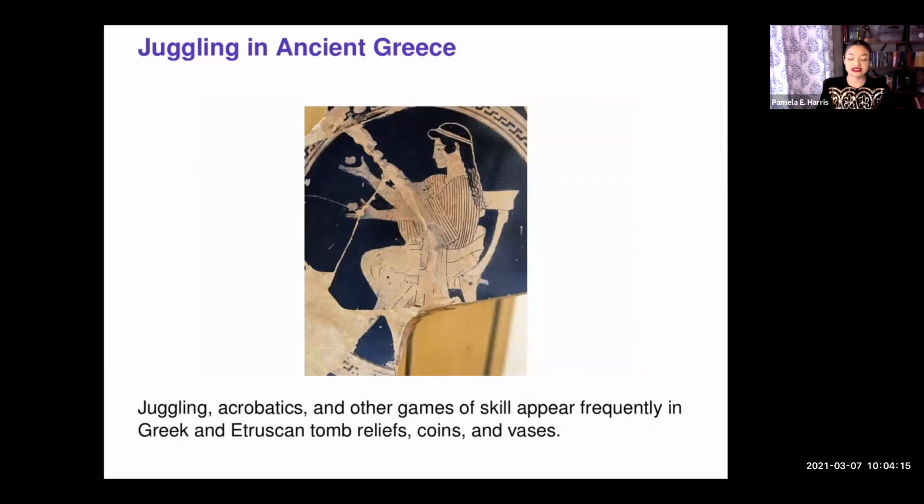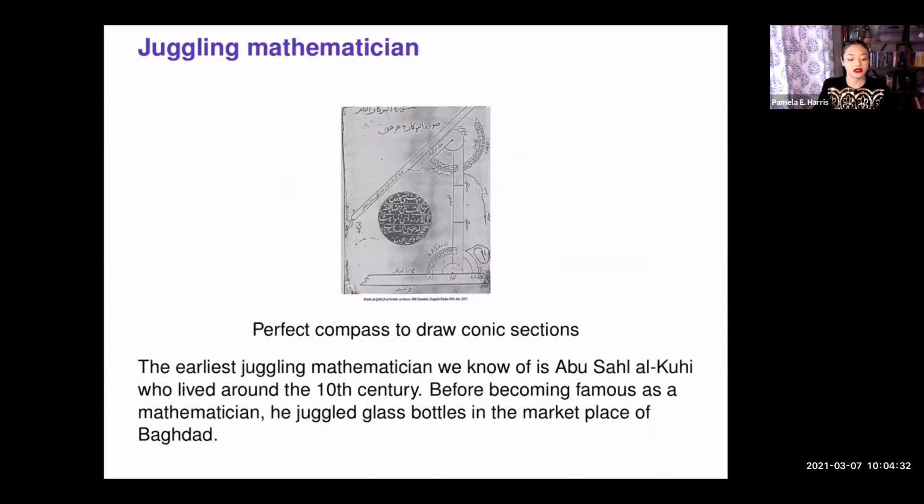You also see juggling in ancient Greece. So in the vases or tombs, also in coins, there was actually a lot of acrobatics happening, or games of skill that were depicted. And so you see this particular person here throwing some objects in the air and catching them. We also talk about, what about the first mathematical juggler?